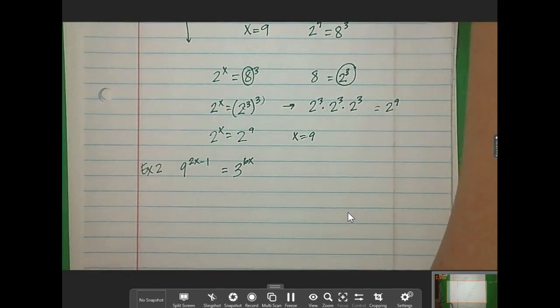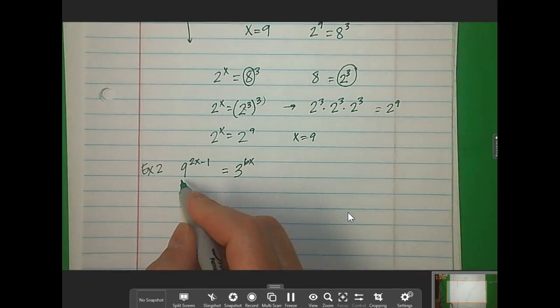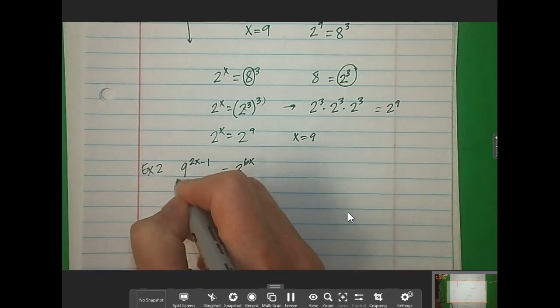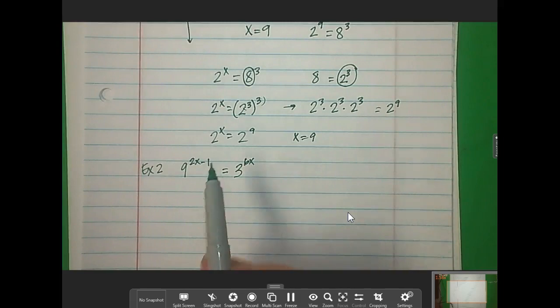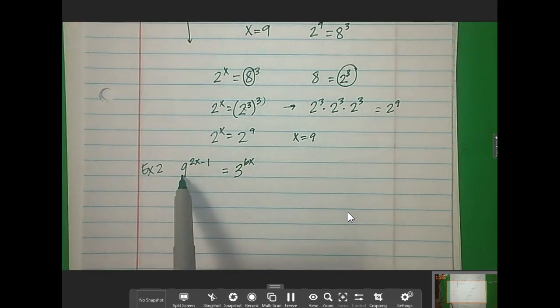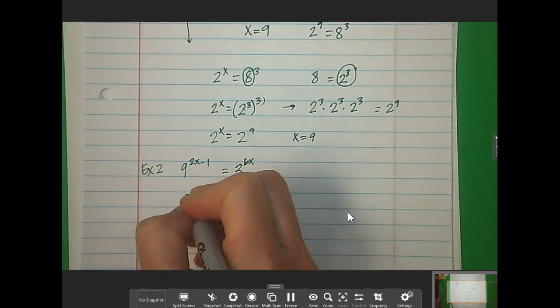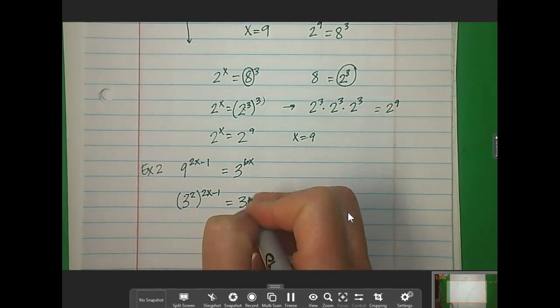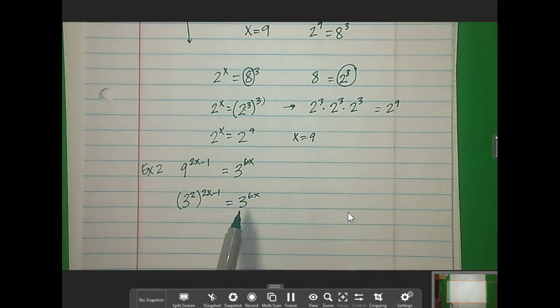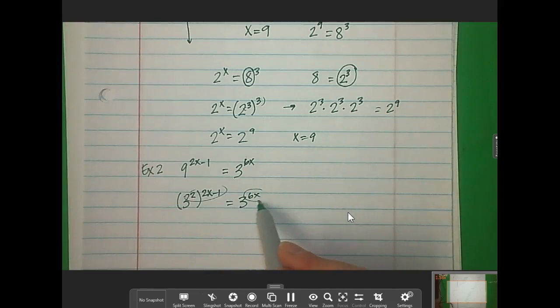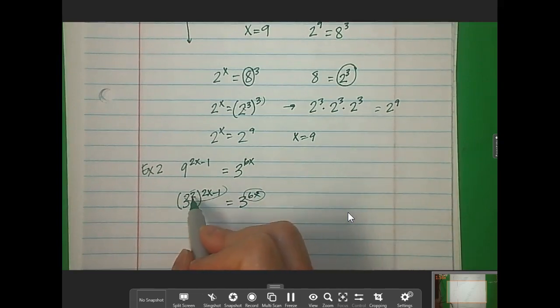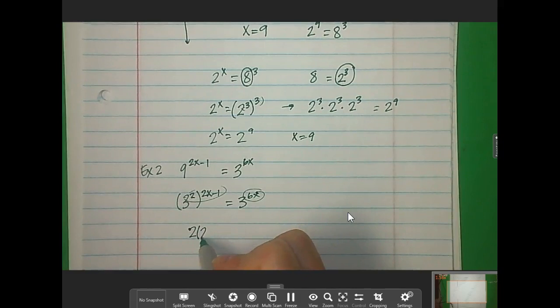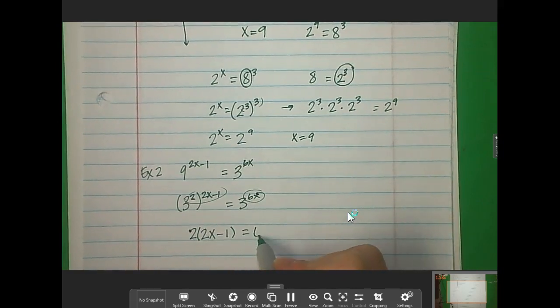So, for example, number 2, we want bases to be the same. So we have to say, how can I rewrite 9 as a base of 3? So how did you rewrite 9? We wrote it as 3 to the second. So I have 3 to the second, and then that's to the 2x minus 1 equals 3 to the 6x. So the goal is that you have the same bases, because once you do that, for these to be equal, your exponents have to be equal to each other. So now we talked about a power to a power. We're going to multiply those together. So I have 2 times 2x minus 1 equals 6x.